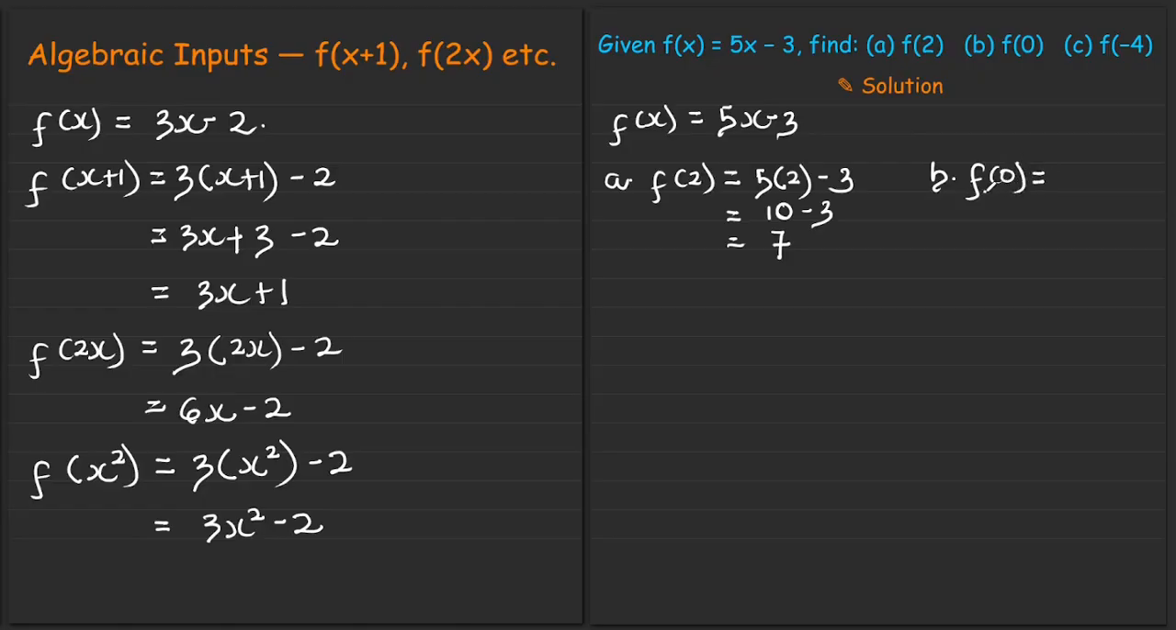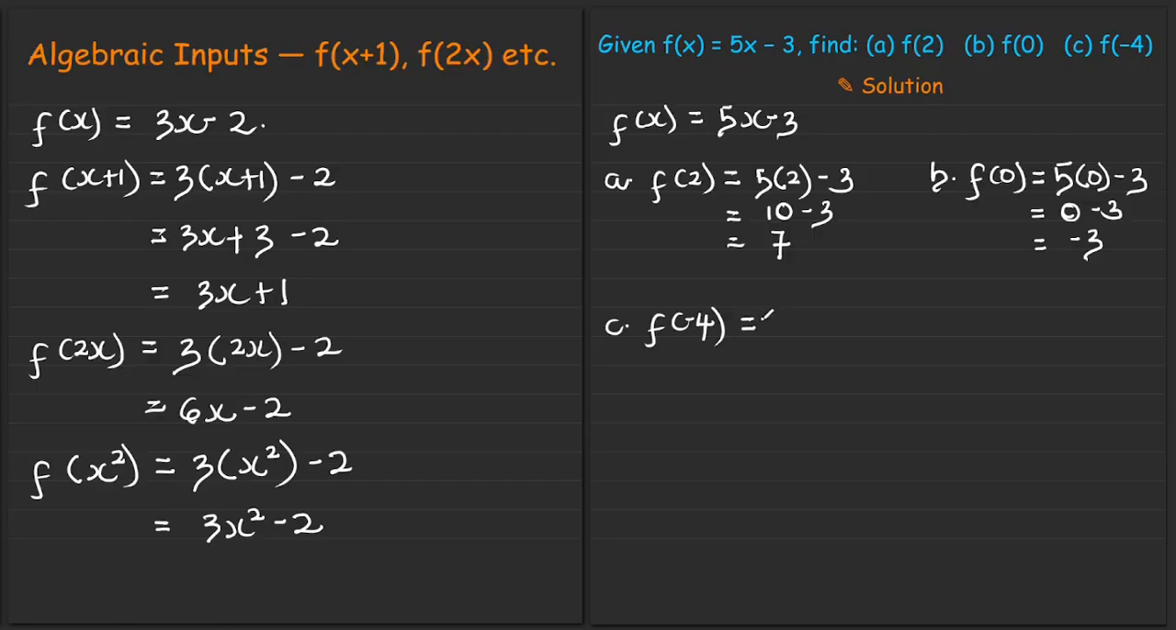The same principle. So we have 5, then x. This time around, instead of x, we are putting 0. So 5 into bracket 0 minus 3. 5 times 0 gives us 0. Then we have our minus 3. 0 minus 3 gives us negative 3. As simple as that. Then for the last one, it says f of negative 4.